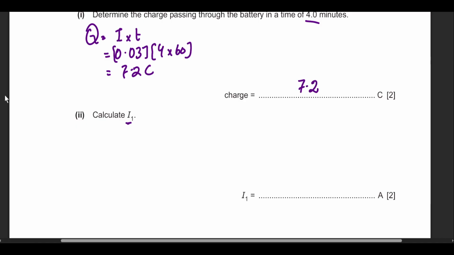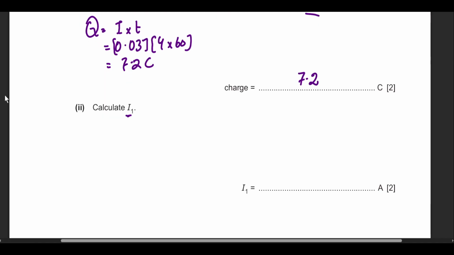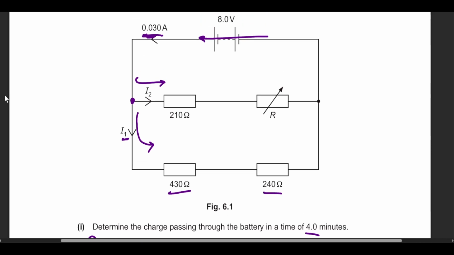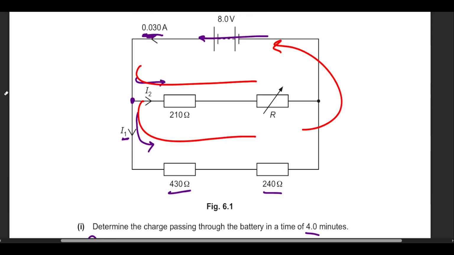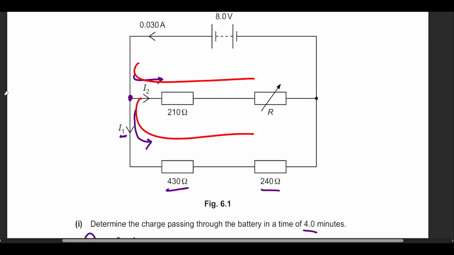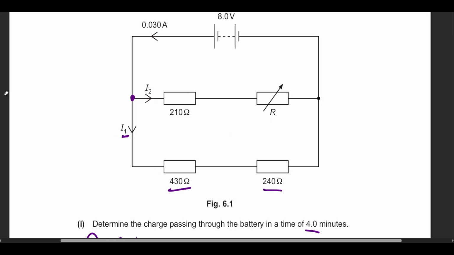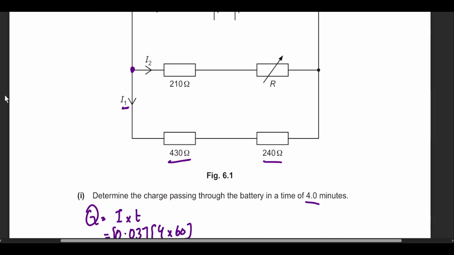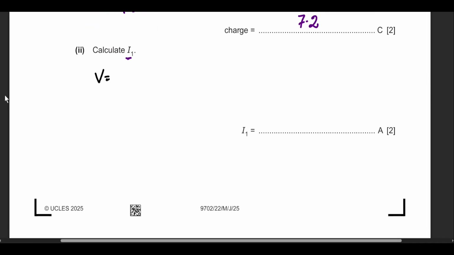He says, as expected, he's going to ask you about the current I1 because it's the easiest one to calculate. Now, imagine that this branch and this branch are both parallel to the battery. They both have easy access to the battery, which is why they are referred to as being parallel to each other. So for this branch, V equals I1R. The voltage they have is 8. The current I1 we don't know.